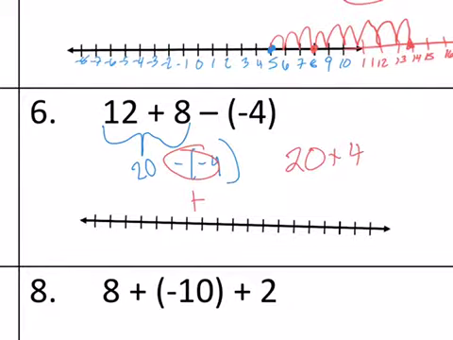And I don't think we need to show this on the number line. 20 plus 4 is 24. Pretty simple.